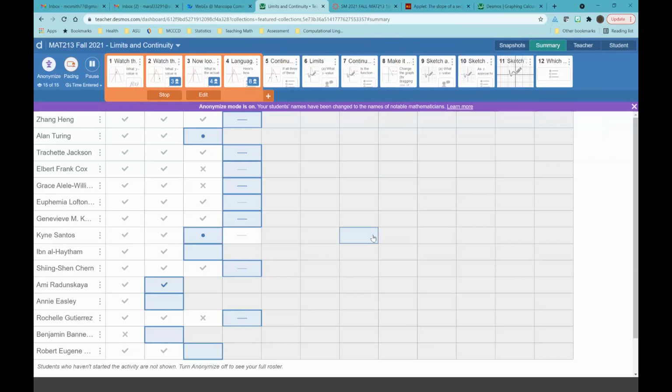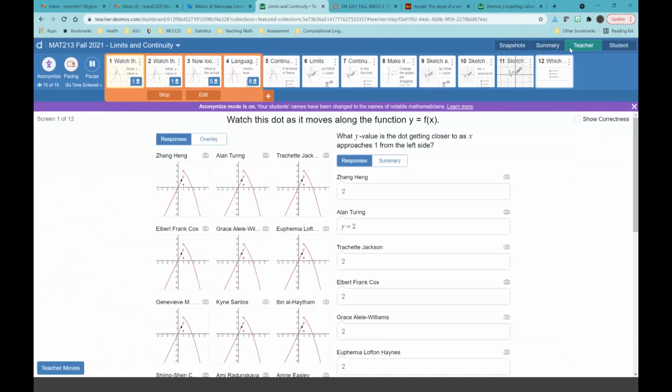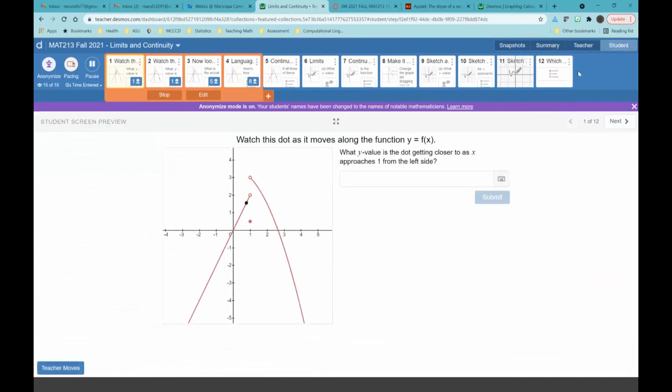Is there any way you could put the Desmos on your screen just so we could see what you're talking about at the same time? Or should we just... okay. Yeah, actually, that was a dumb question. I'll just go look at mine. Okay, I'm in here as a student. Okay, can everybody see this?